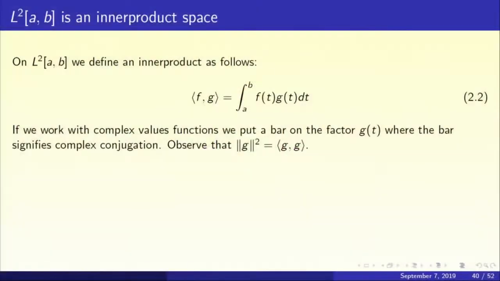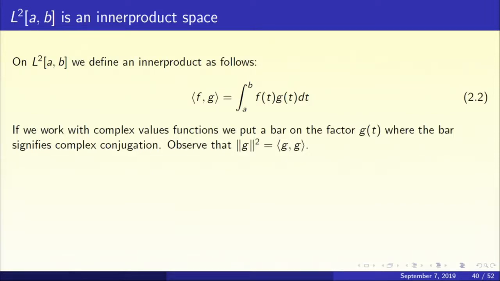That's why we need to introduce this special vector space L2 of AB. Cauchy completeness is essential for many important existence results in analysis. Another pleasant feature is that L2 of AB is an inner product space. There is an inner product, namely the inner product of f and g equals the integral from a to b of f(t) times g(t) dt.